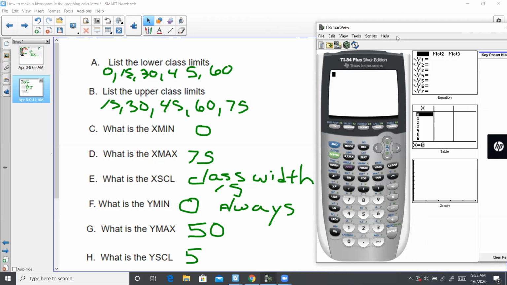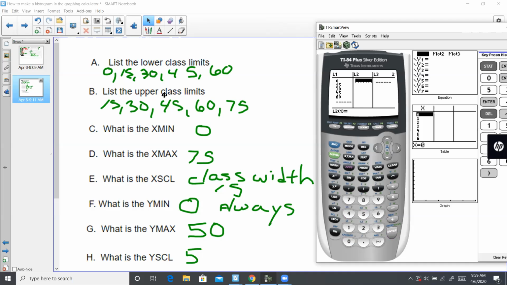All right, so if we do that, let's take a look at this here. We're going to, first off, go to Stat, Edit, and in L1, we need to put in the lower class limits. That's what the L1 is. So we're going to go 0, 15, 30, 45, whoops, up here, 15, 30, 45, and 60. Okay.